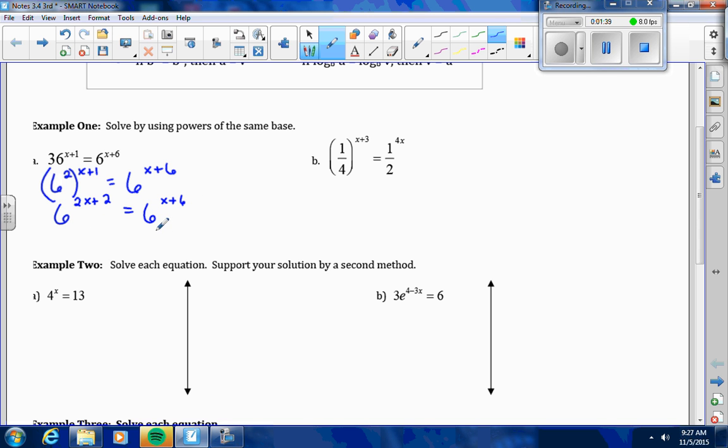The same base raised to different powers. So what do we do with the powers? Set them equal to each other. So 2x plus 2 equals x plus 6. And now we solve. Subtract x from both sides, and we're going to subtract the 2 from both sides. So that leaves us with x equals 4.